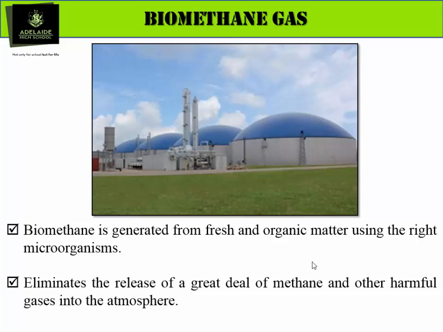So the next topic after your test will be on microorganisms. All right, we're going to do a few things inside there as well, understanding the structure, understanding the function of every microorganism, and from there we will try to apply from here. Okay, this is a biomethane storage fuel, all right, in Germany. Right, what it does here, it eliminates the release of a great deal of methane and other harmful gases into the atmosphere.